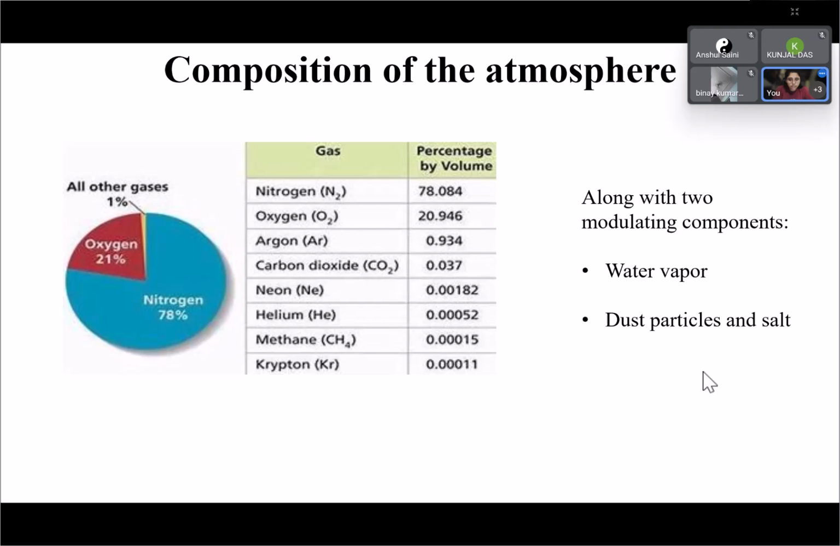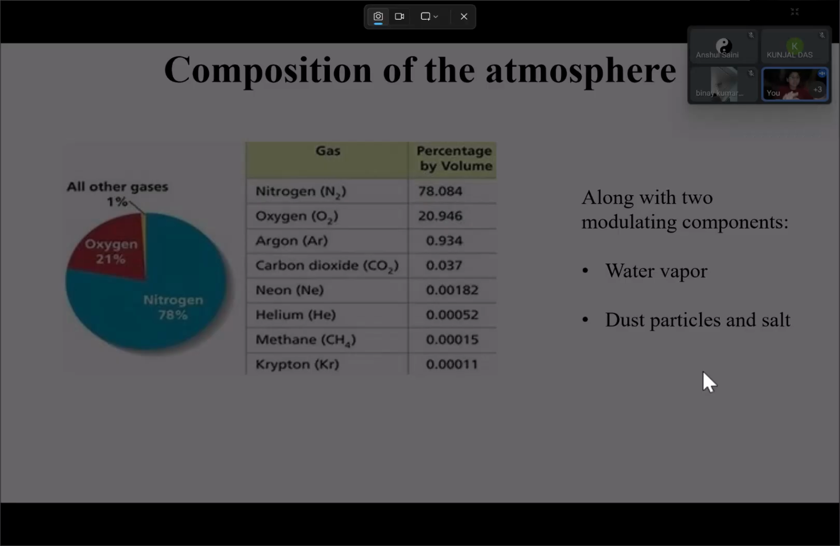Coming back. So you are looking into the composition of atmosphere. So what are different gases? And along with gas, remember these two components, water vapor and dust particles, which are also part of atmosphere. And very clearly, it has been discussed in the lectures why dust particles and water vapor are there in the atmosphere.